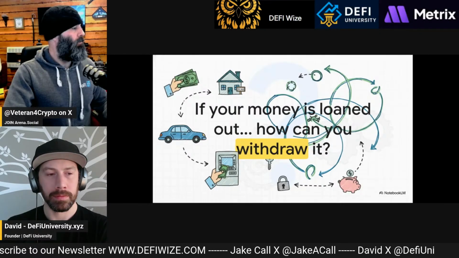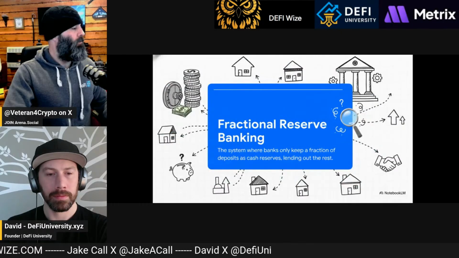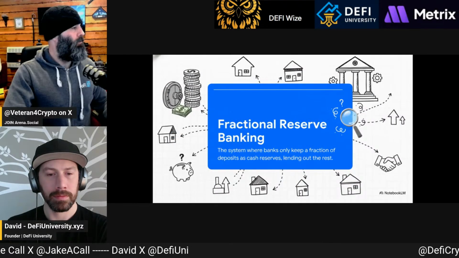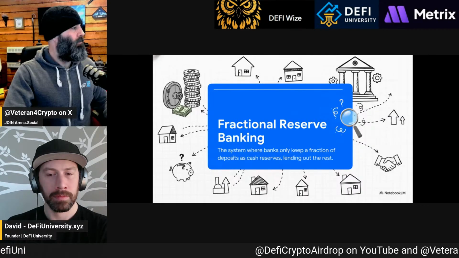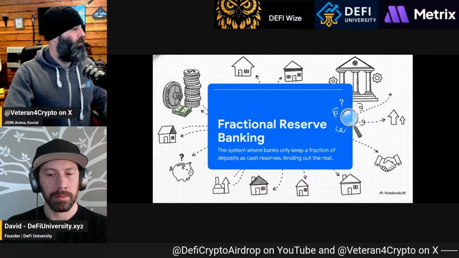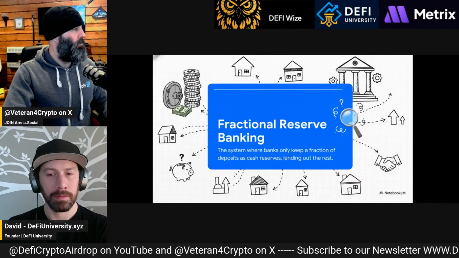This question gets to the very heart of how modern banking works. Well, this little magic trick has a name. It's called fractional reserve banking. It's a system where banks are legally required to keep only a small fraction of the money you deposit as actual cash sitting in the vault. And the rest of it, they're totally free to lend out.